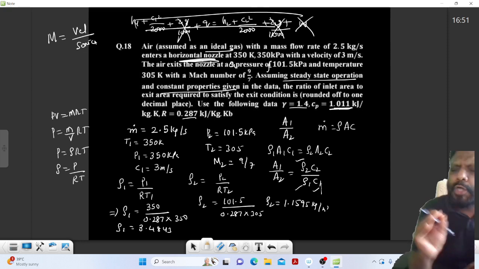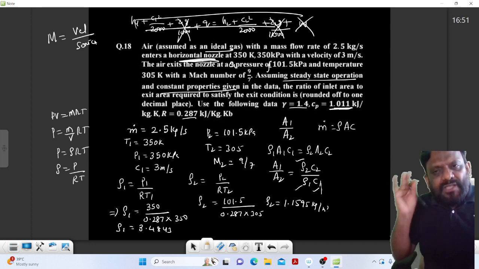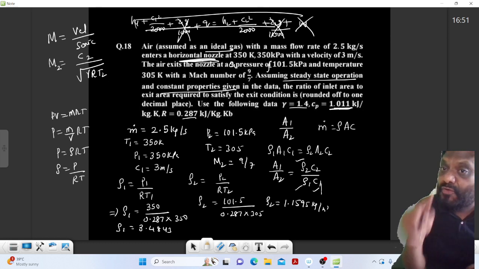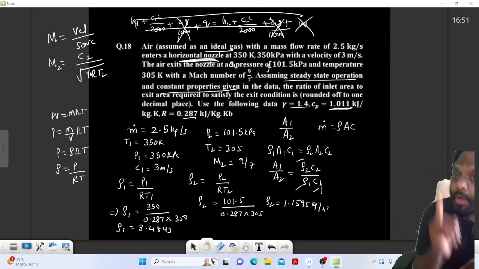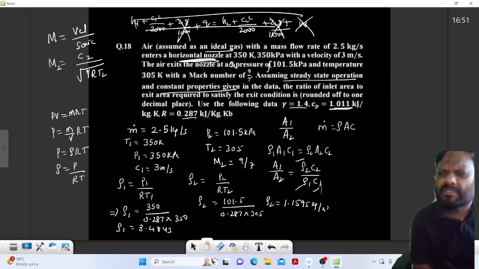This I had taught very beautifully in our regular plus courses. So what will we write? M is equal to velocity; if it is M2, then C2 by sonic velocity, which is root of gamma RT. I have derived this equation, sir, in my compressible fluid flow chapter, and I also said that R should be in joule per kg per Kelvin. I explained with great clarity.